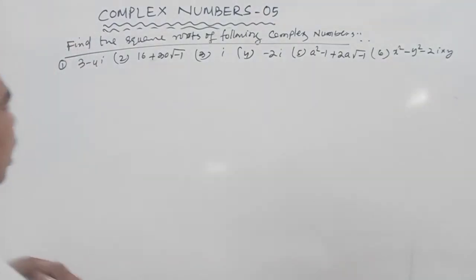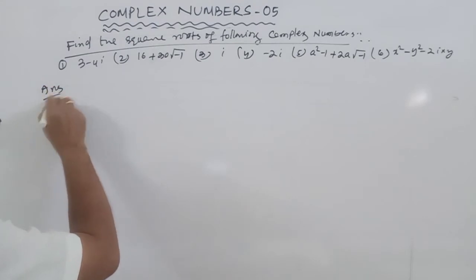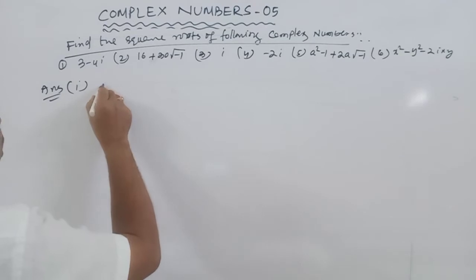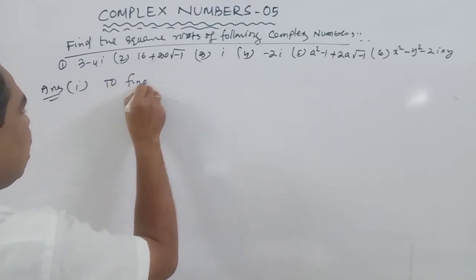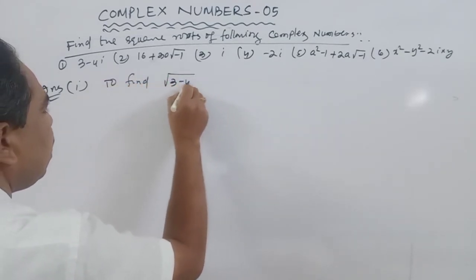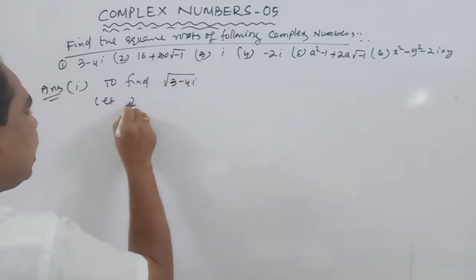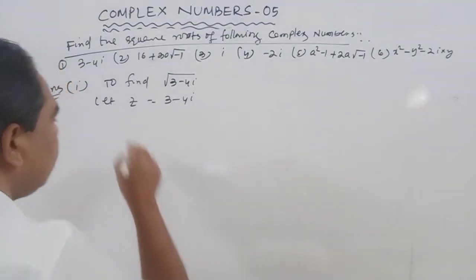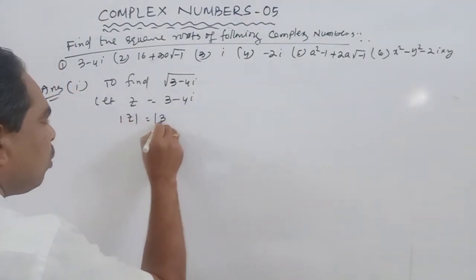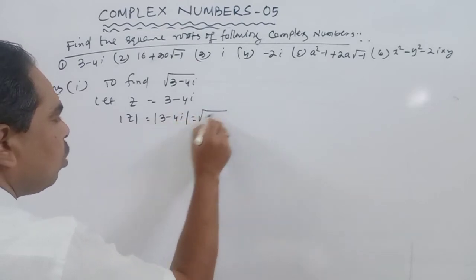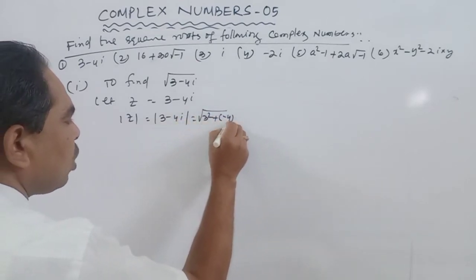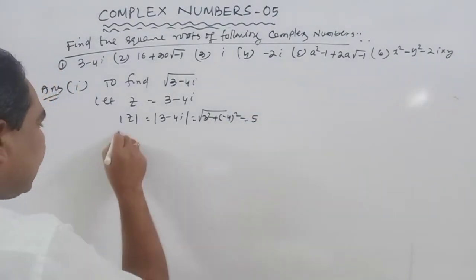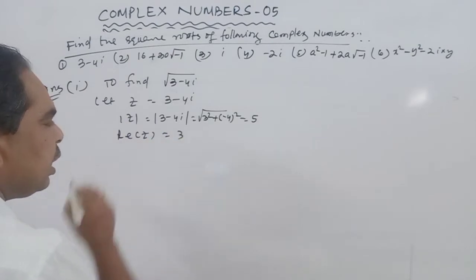Okay, so first, answer 1: to find the square root of 3 minus 4i. Let z is equal to 3 minus 4i. So mod of z, mod of 3 minus 4i, is equal to square root of 3 square plus (minus 4) square, that is 5. Okay, real z means 3.